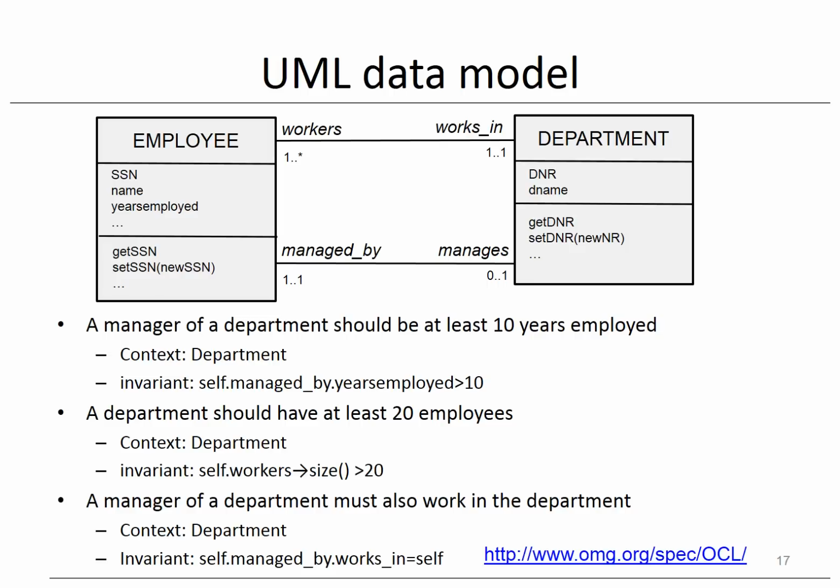A second constraint states a department should have at least 20 employees. The context is again department, and the OCL constraint becomes self.workers.size bigger than 20. Note that self.workers returns the set of employees working in a specific department. The size method is then used to calculate the number of members in the set.